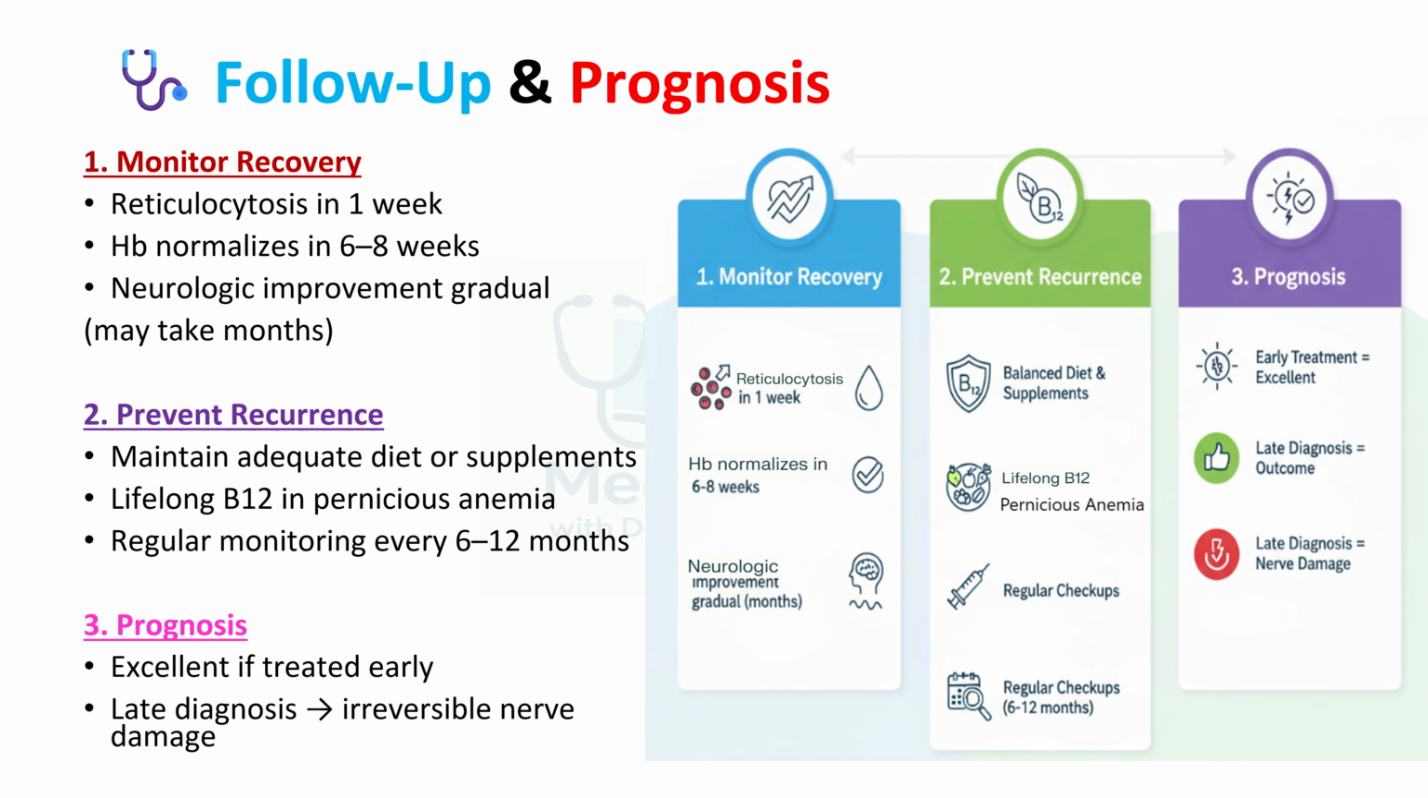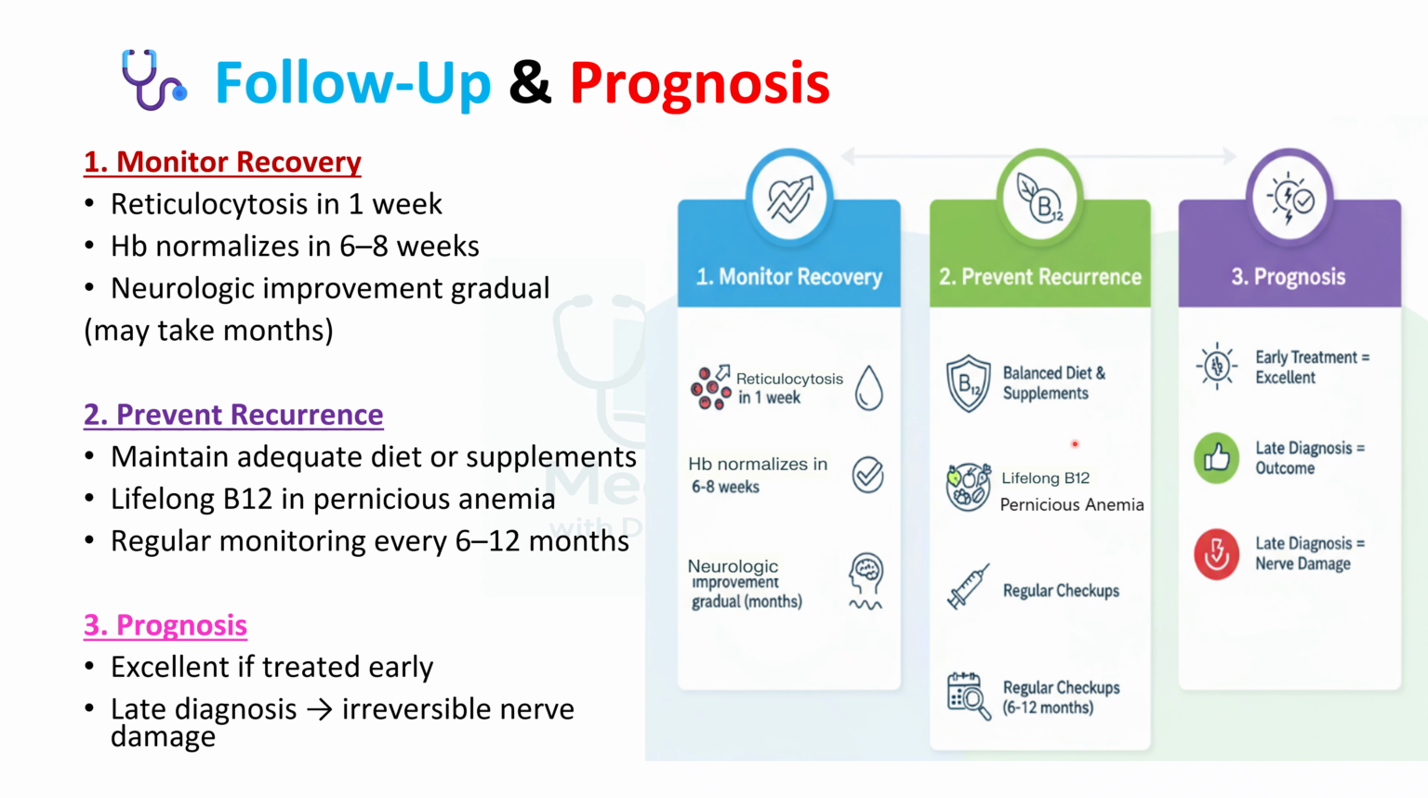So after starting therapy, follow-up is very important. We expect reticulocyte rise within a week. That is our first sign of response. Hemoglobin levels usually normalize in 6 to 8 weeks. Neurologic recovery is slower. Sometimes it takes months, and if the deficiency is long-standing, nerve damage may not fully reverse.